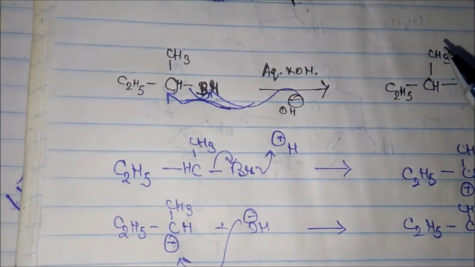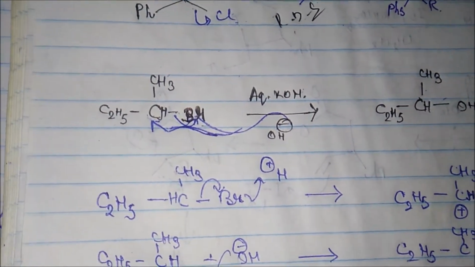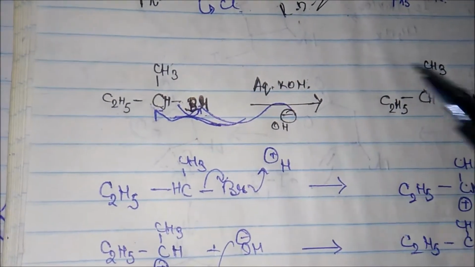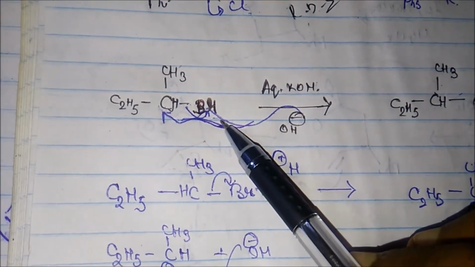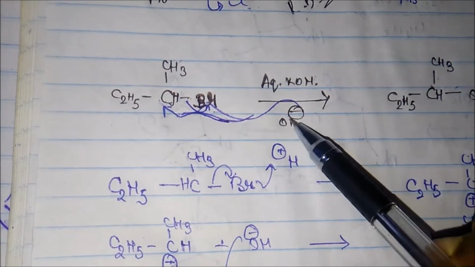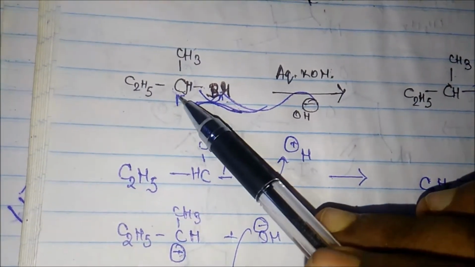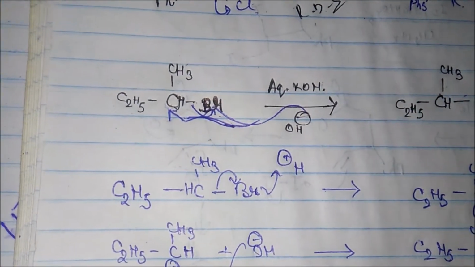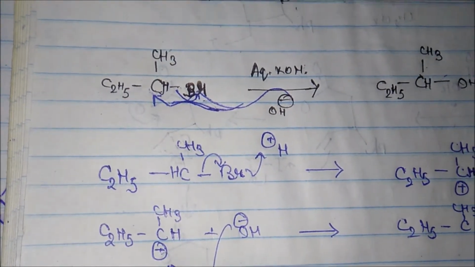Now generally whenever in high school or middle school we are taught this, they say this OH will go here, this Br will come out. Sorry, my hand just shook when I was drawing. So they say that the OH will directly attack this one, this will go out and you get this and this. This is wrong. This is not how the reaction actually proceeds.